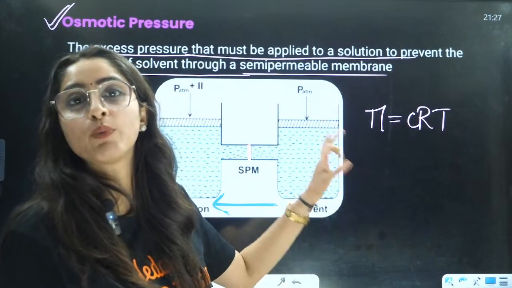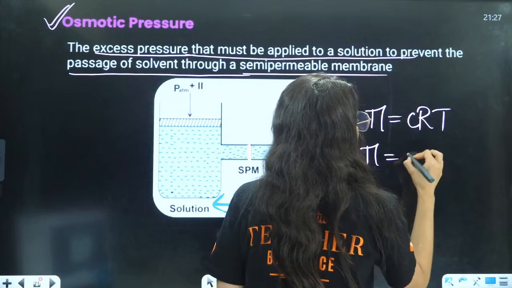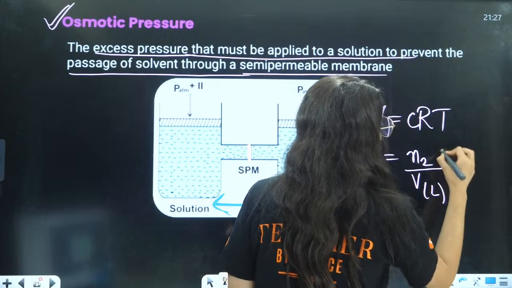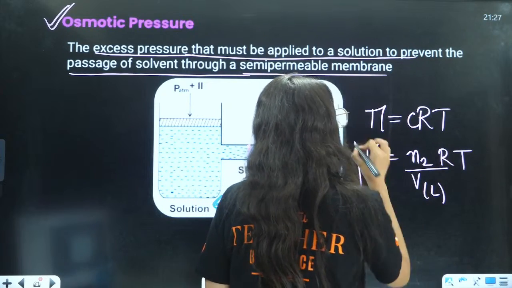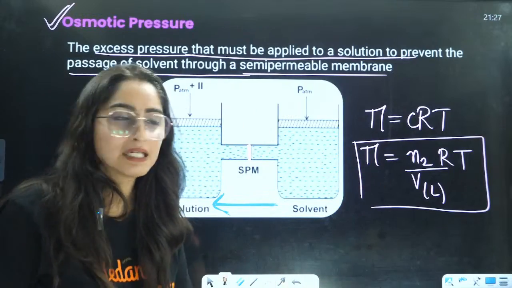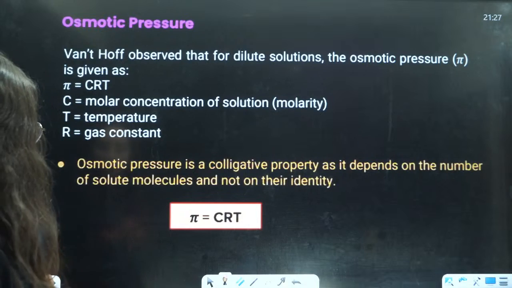This C is called the molarity concentration, right? That is why pi is equals to number of moles of solute divided by volume of solution in liters into RT. This will become your final formula of colligative property, right? Next is, we are saying this is the formula only, right?